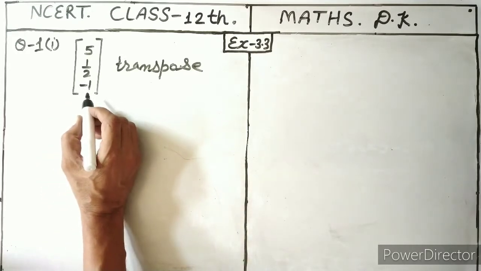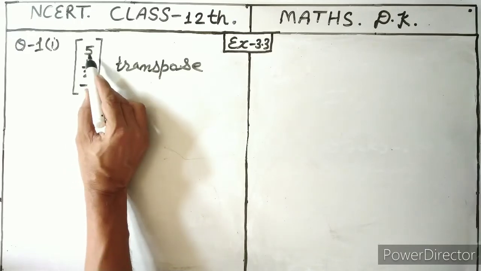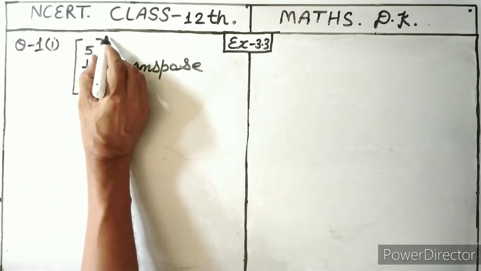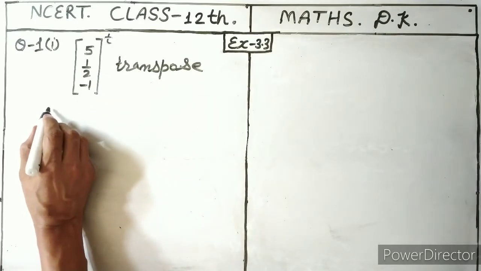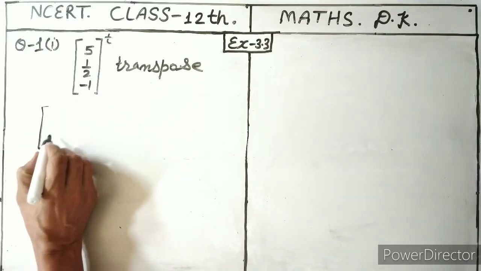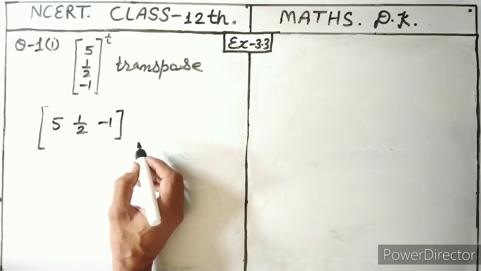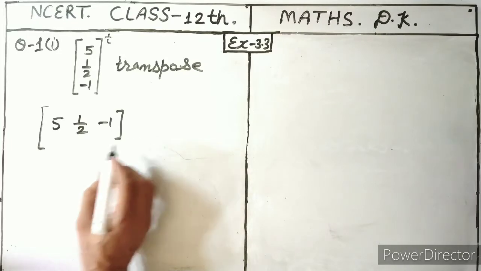Suppose question number first का first part है, here is column matrix 5, 1/2, -1 and its transpose, T भी कर सकते हैं आप या डैश भी लगा देते हैं। तो ट्रांसपोज ऑफ दिस मैट्रिक्स इज रो मैट्रिक्स 5, 1/2, -1. This is transpose of a matrix. So, transpose of a matrix is that matrix whose rows and columns are interchanged.